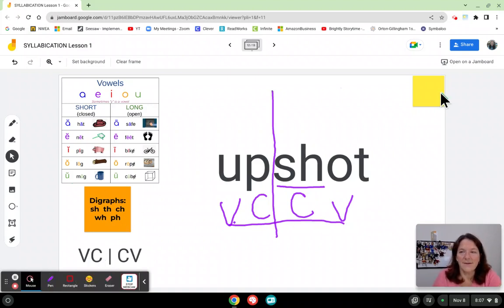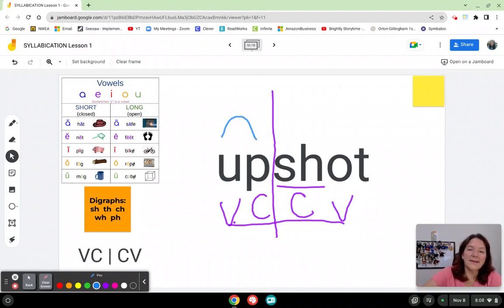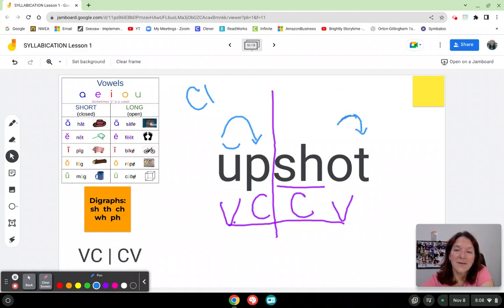All right, now let's look at this word. All right, I see that this vowel has a consonant after it, so it's closed. So I put a CL for closed, and it makes a short U sound. And I see after the O is a T, so it's closed, and it makes an ah sound. So then our word becomes upshot, upshot. I hope this is making sense to you.